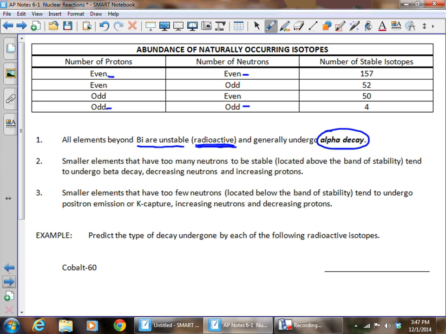If we have smaller elements that have too many neutrons, and I call that bunches of neutrons, this is my little mnemonic device to remember. Bunches of neutrons then means too many neutrons, so I'm going to go through beta decay. Bunches of neutrons, beta decay.